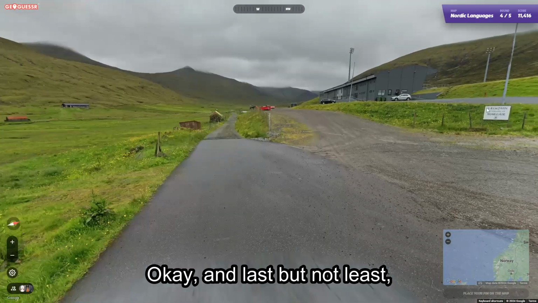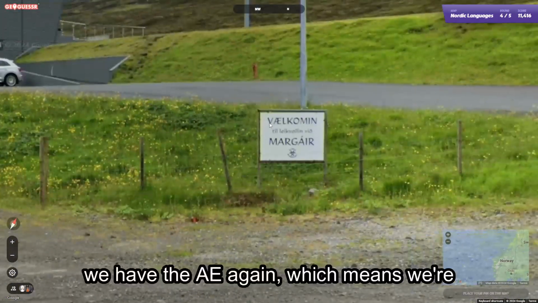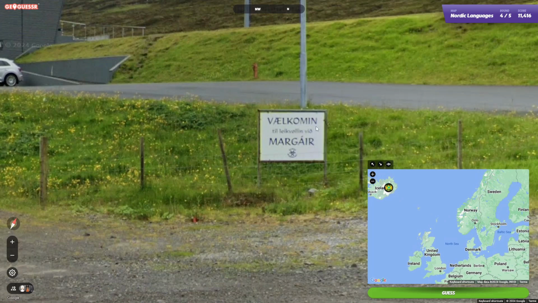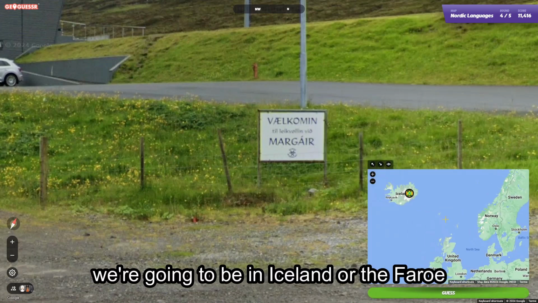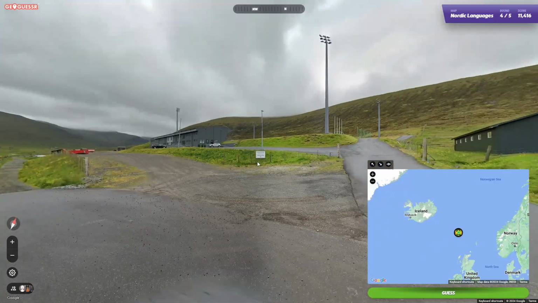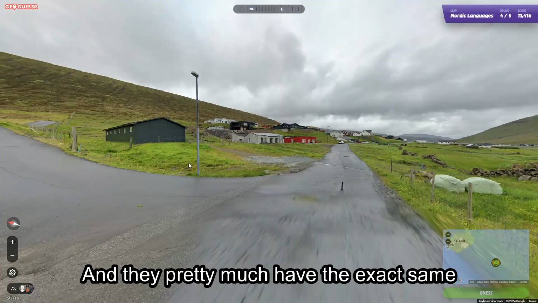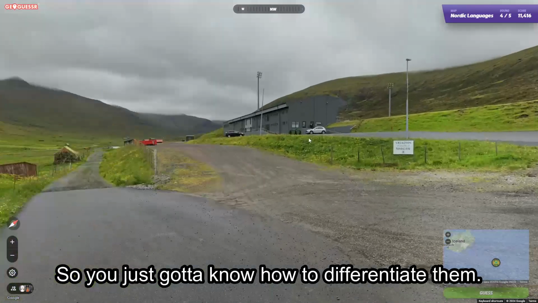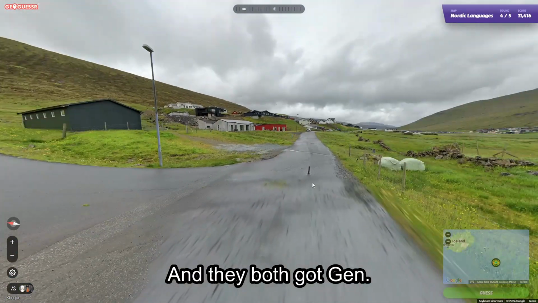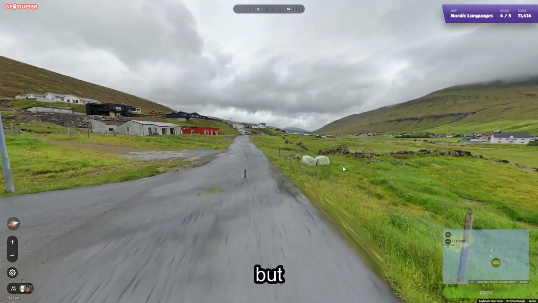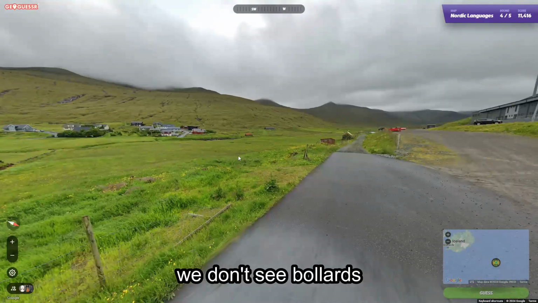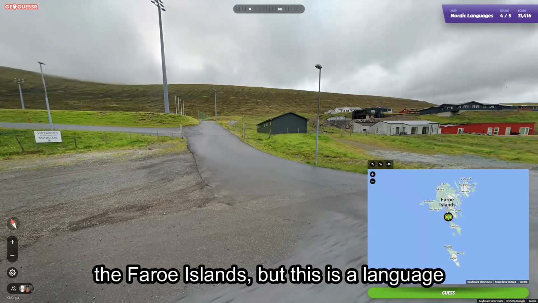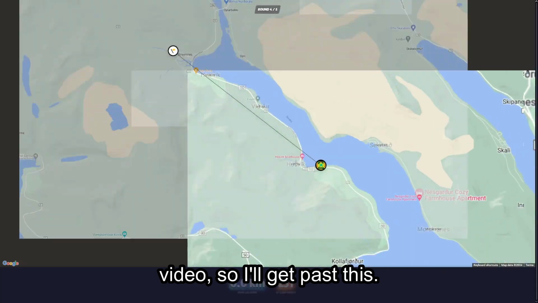Okay, and last but not least, we have the AE again, so it means we're going to be in Denmark, Norway, or Iceland. And we have this little O thing again, so we're going to be in Iceland or the Faroe Islands. And they pretty much have the exact same language. So you just gotta know how to differentiate them. And they both got Gen 4 recently. But we don't see bollards, and this type of landscape you'd only see in the Faroe Islands. But this is a language video, so I'll get past this.